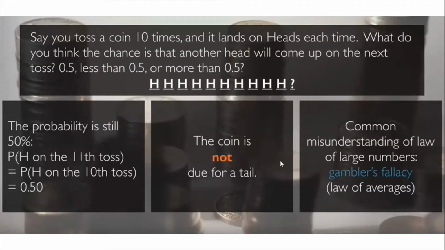Whatever you get on the 10th toss is independent. It's not getting you tail on the 11th toss. It's not related to each other. That's why it is called the gambler's fallacy. It's a fallacy because you lose at certain times, and then the gamblers would think that next time I'm going to win big. So the probability is still the same. This is a common misunderstanding.